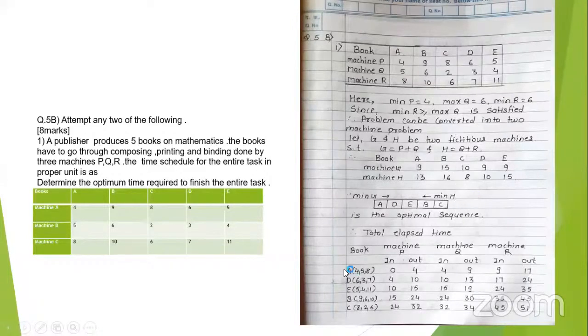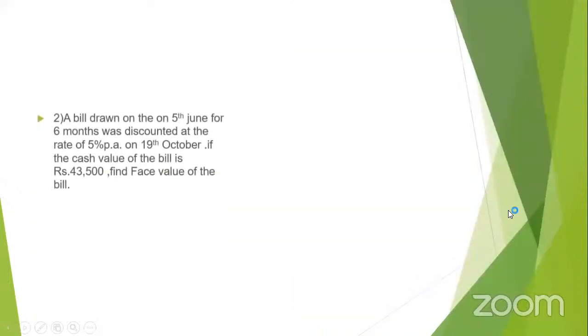1, 1. Now here also I didn't draw the table, so it is not looking good. So you have to draw the table. Okay. So for the best sequence I had given machine P in time, out time, machine Q in time, out time. So all the calculations we had done. Now we have to write the total elapsed time.